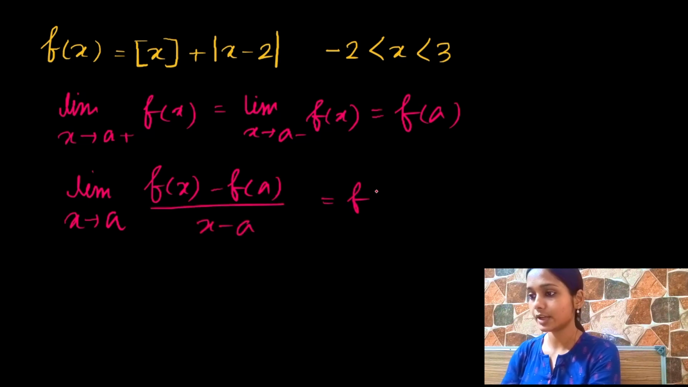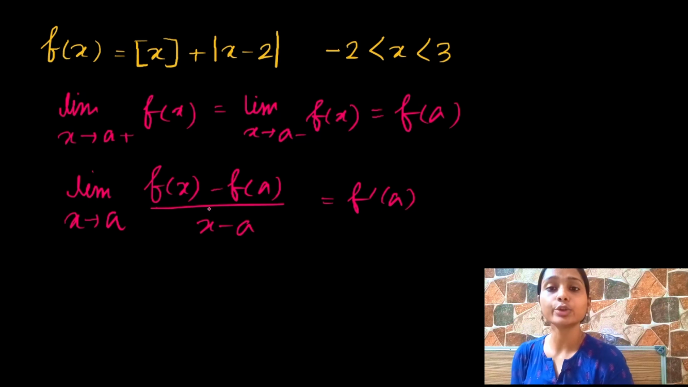(f(x) - f(a))/(x - a) = f'(a). So if these limits exist and are equal to f(a) at some point a, then this function will be continuous at x = a. For differentiability, if this limit exists, then this function is differentiable at that point and the derivative will have this value. But for JEE questions, we need to use the short tricks. So let me now discuss those short tricks.